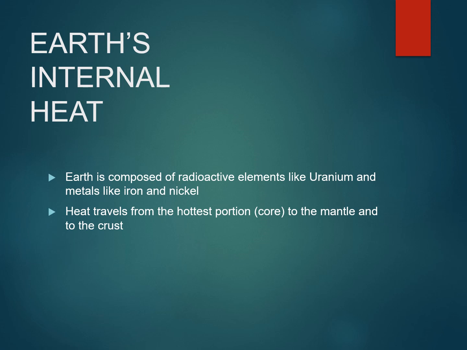To sum up our topic, Earth's internal heat, the Earth is composed of radioactive elements like uranium and metals like iron and nickel. And this is one of the sources of the Earth's internal heat. Heat travels from the hottest portion, which is the core, to the mantle and to the crust.